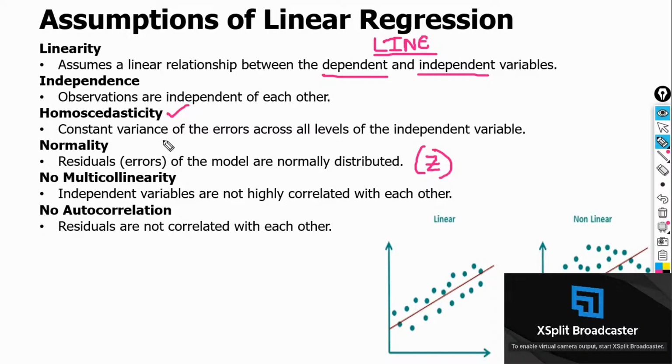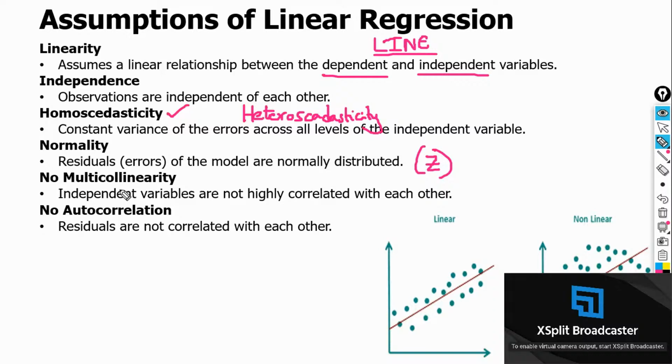What if the variance is not constant across the errors? That is called heteroscedasticity. Okay, so that is the difference. And friends, you're supposed to remember the terminology: homoscedasticity, heteroscedasticity.